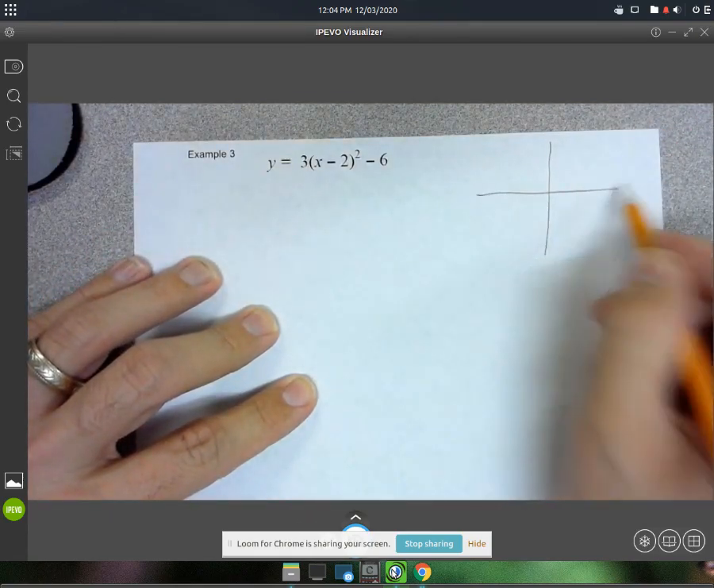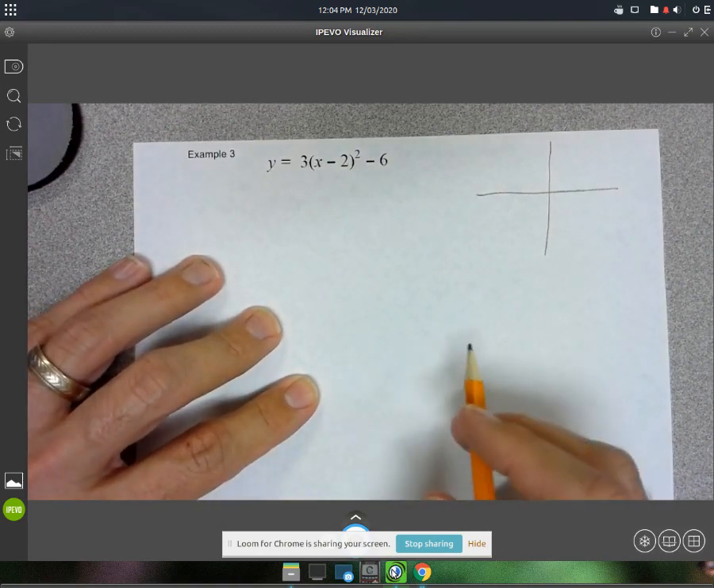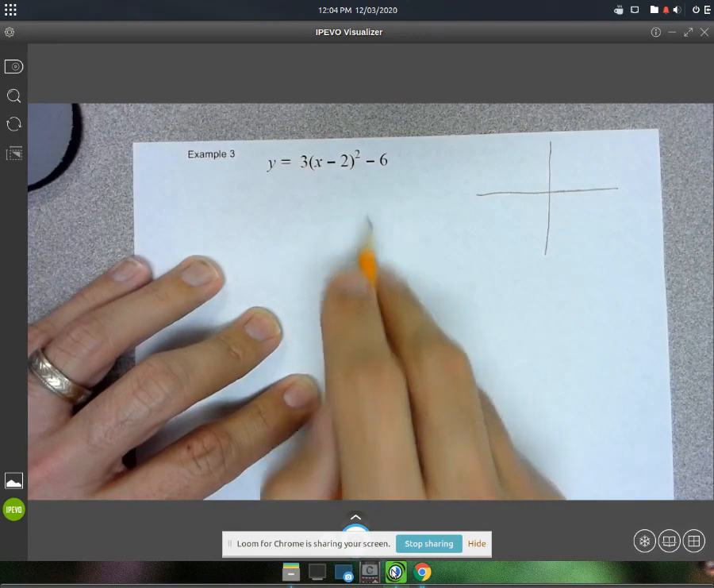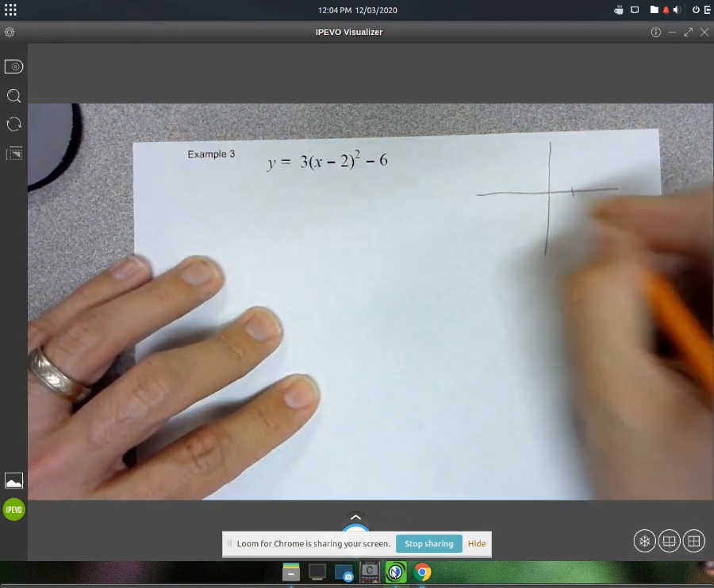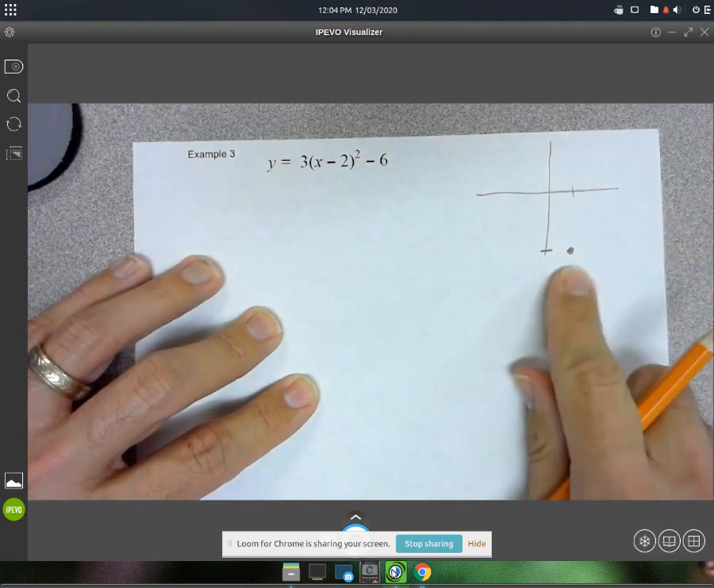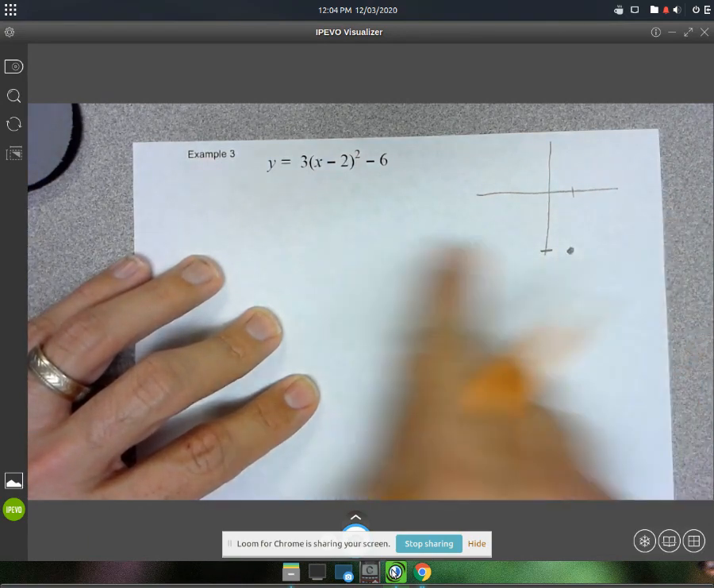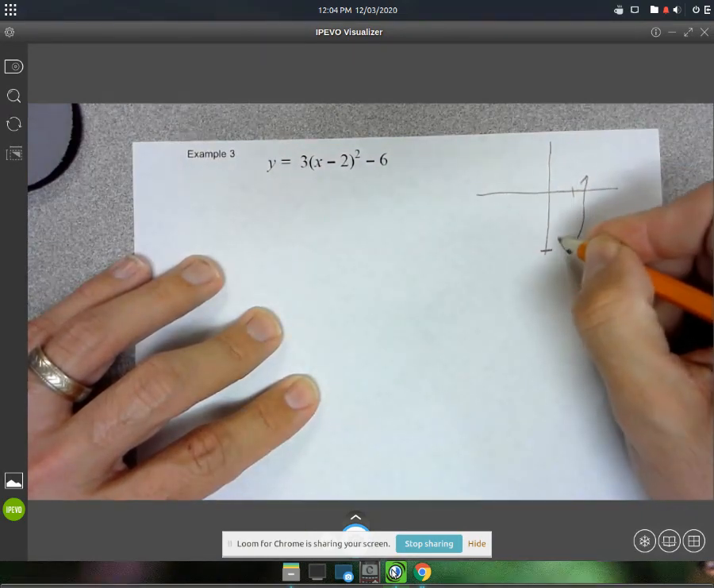Hey, got a couple more examples of x-intercepts with vertex form. Again, I'm just going to graph it real quick. You don't have to do this, but 2 to the right and down 6. I'm trying to train your brain to look for this stuff. So the vertex is 2 comma negative 6, and it's opening up really fast because it's a 3. All right.